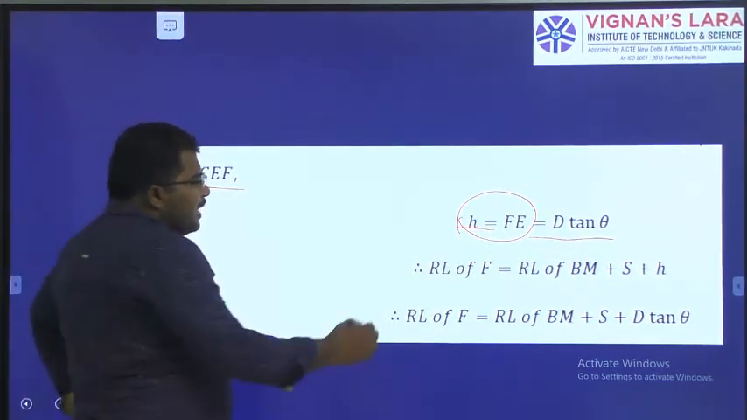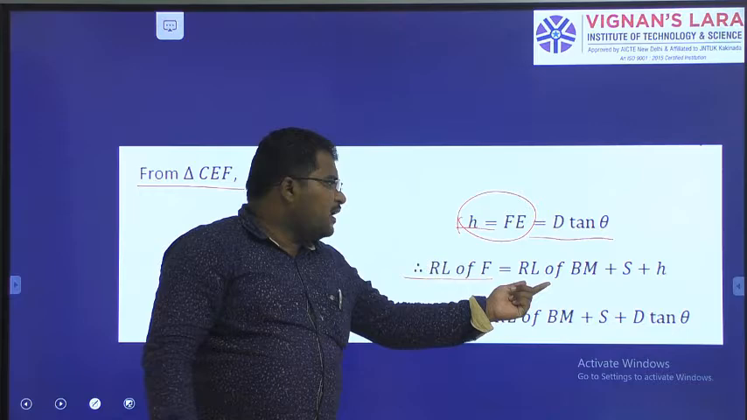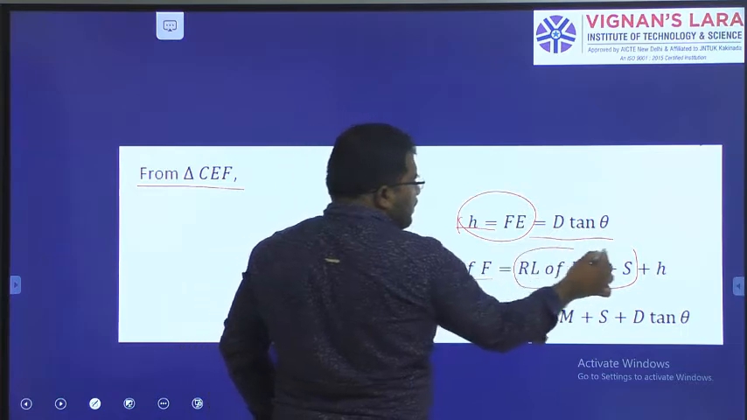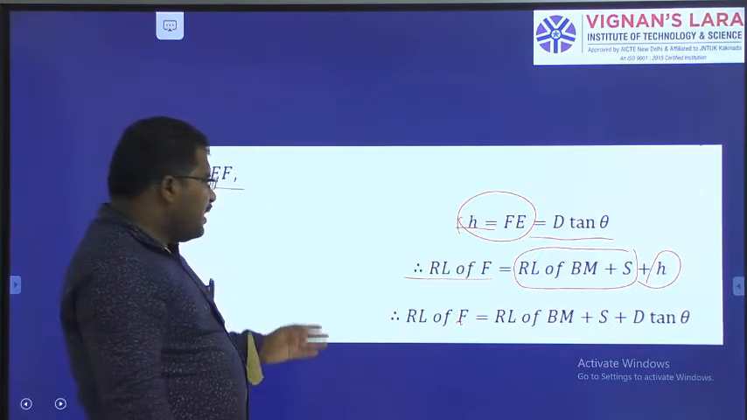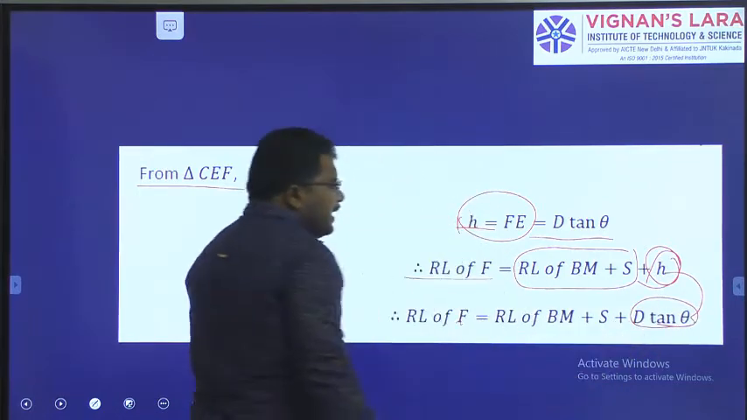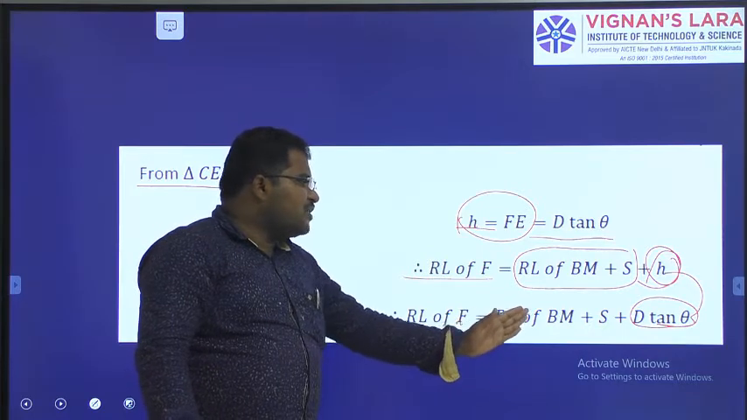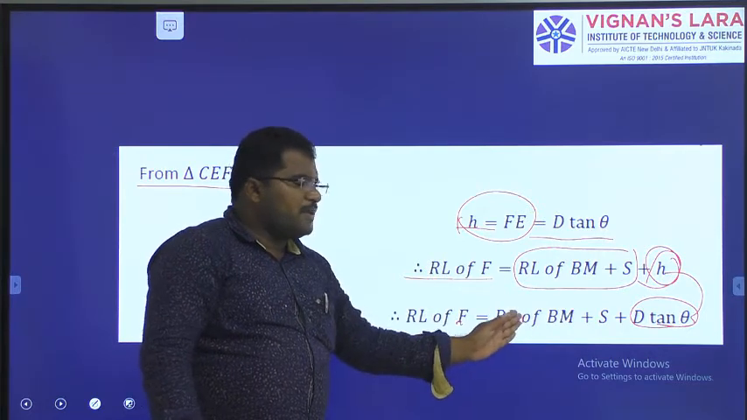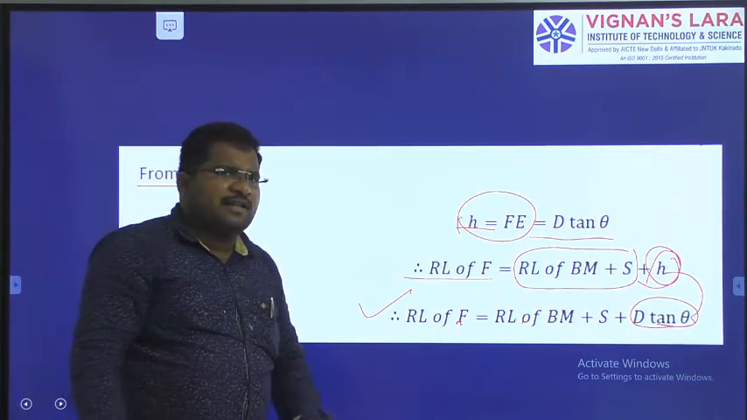Now finally, the RL of F is calculated with the help of two things: the RL of the benchmark plus the backsight reading taken on the benchmark, plus this h value, which gives the reduced level of point F. Instead of h we substitute D tan theta. So finally the RL of the point or object is equal to the RL of benchmark plus the staff reading, that is the backsight over the benchmark, plus D tan theta, which gives the RL of F. This is the first case we saw in the last class.